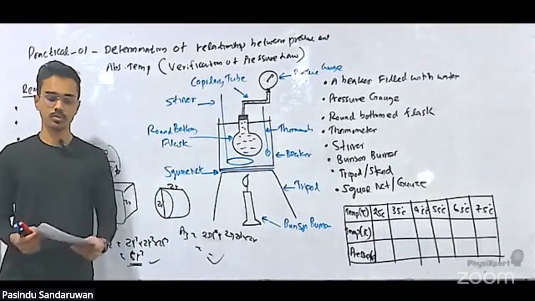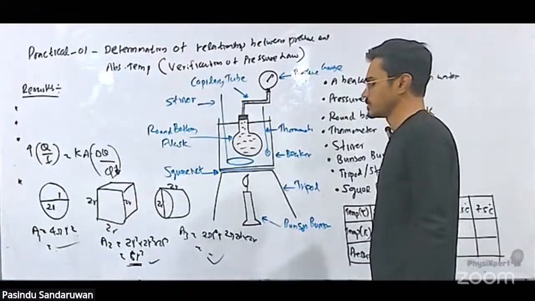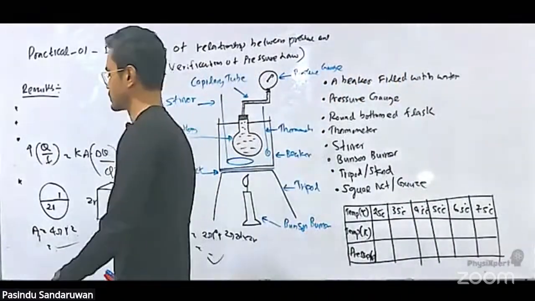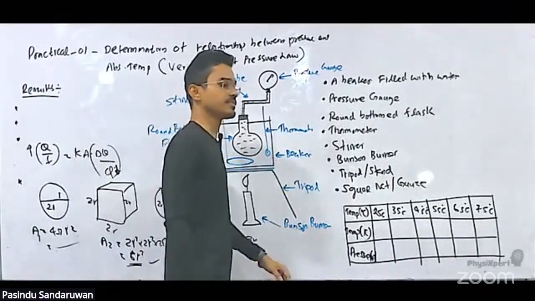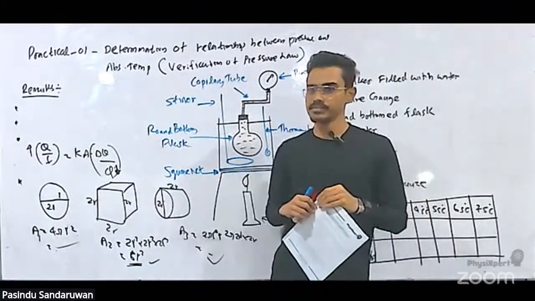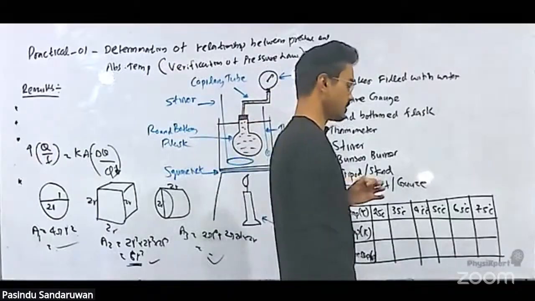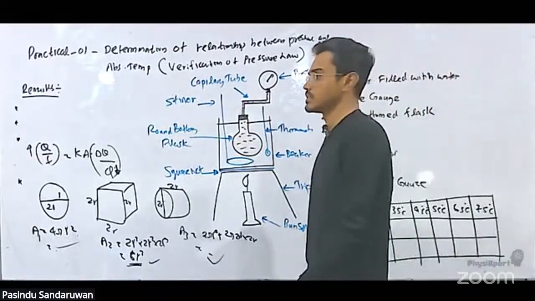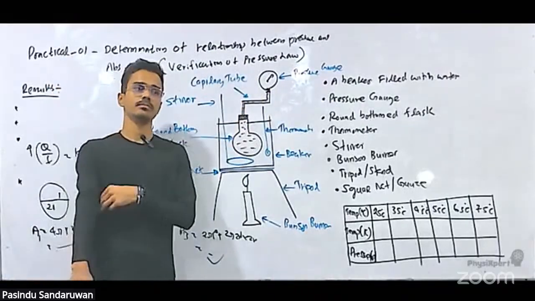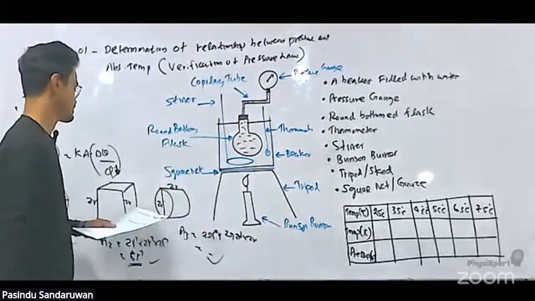To minimize the area to the minimum possible value for the same dimensions, a spherical shape, slash round bottom flask, is used.